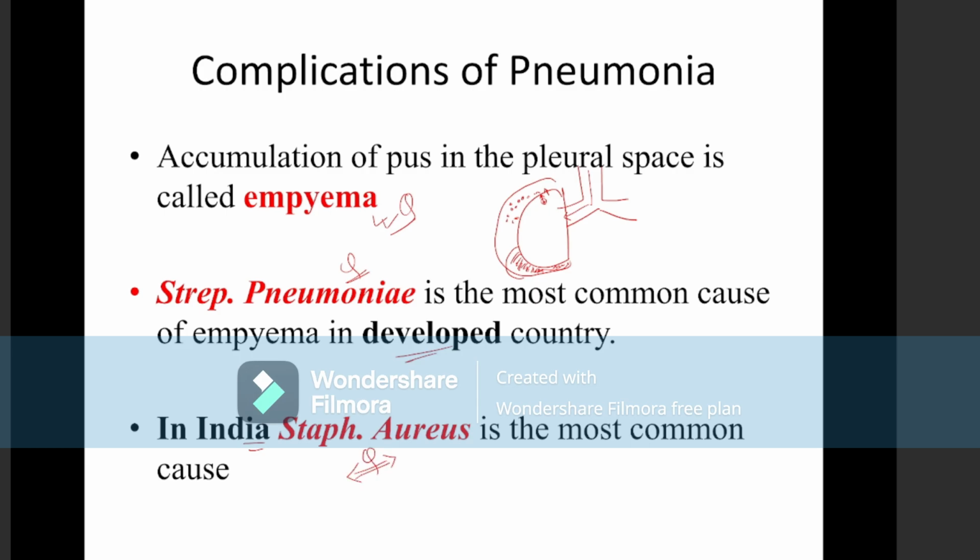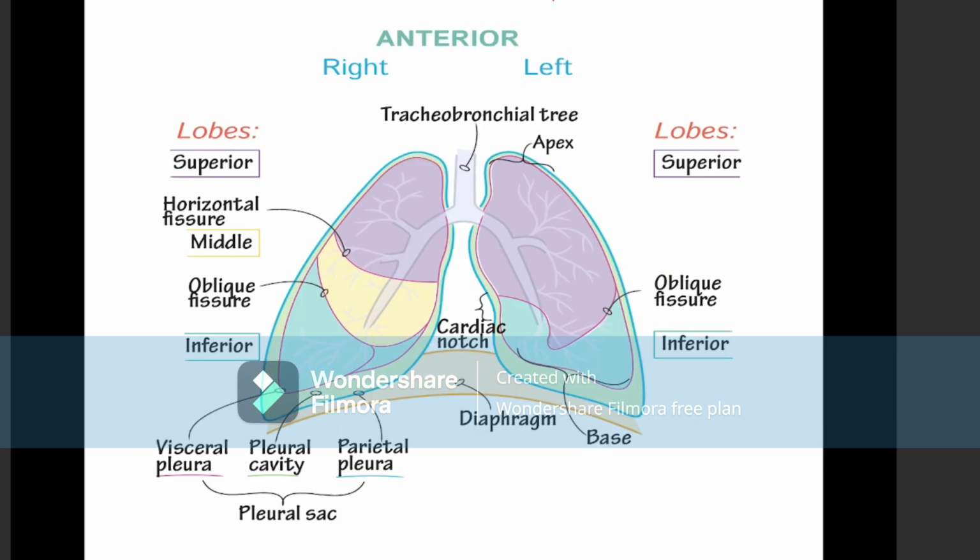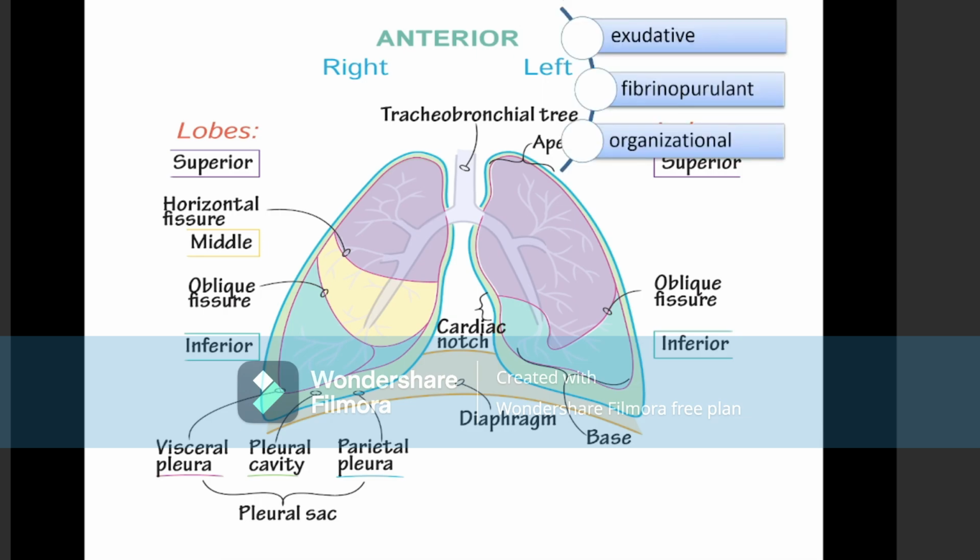Always remember, a patient less than 2 years of age having empyema thoracis, 99% it is due to Staphylococcus aureus only. Now come to the pathology of empyema thoracis. In empyema thoracis, there are three stages. First stage is the exudative stage. What do you mean by exudative stage?